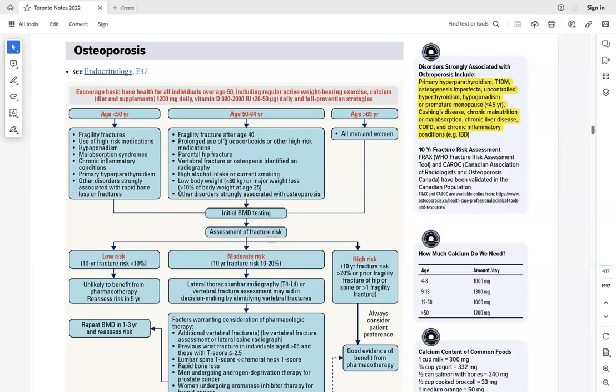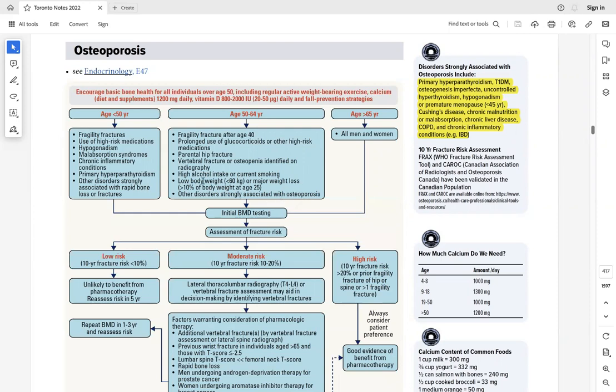Similarly, between 50 and 64, if they have any history of fragility fractures after age 40, prolonged use of glucocorticoids or high-risk medication, or any parental hip fracture. They might come to you and say that they are fine, but my mother has a history of hip fracture. Then we also have to assess them. Then vertebral fractures or osteopenia identified on radiography, high alcohol intake or current smoking. They are smokers for a long time, or they are alcoholics. Low body weight, less than 60 kg, or major weight loss, more than 10% of body weight at age 25. Other disorders strongly associated with osteoporosis.